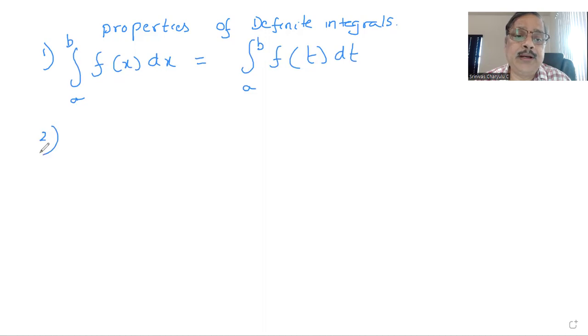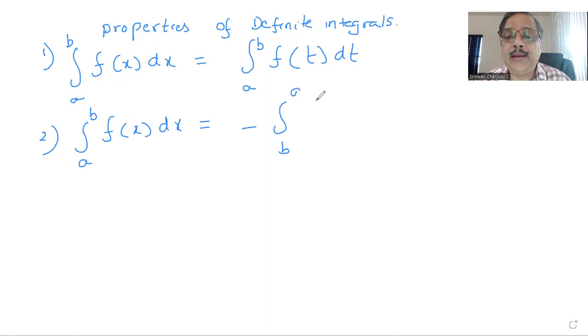What is the second property? Integral a to b f of x dx is equal to minus integral b to a f of x dx. What did we do here? We have interchanged the limits. The upper limit became the lower limit, the lower limit went to the upper side. But we have to put a minus sign to achieve this. This is the second property. Then let us see the third property.